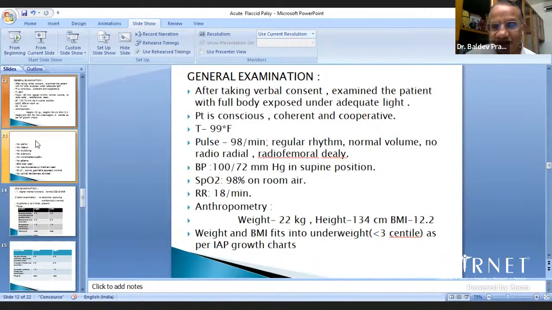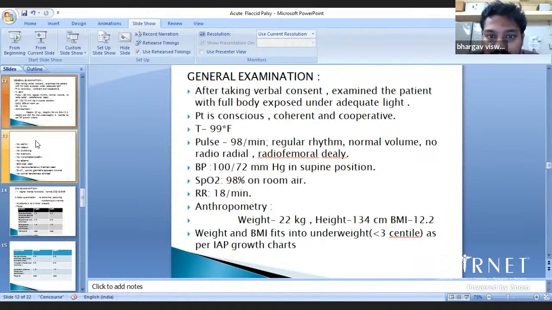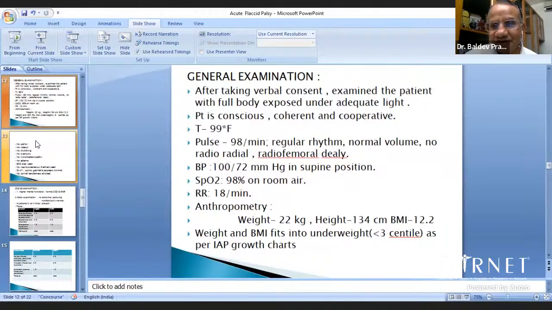Growth chart has to be there. Sir, I have mentioned. Mentioning is not sufficient, Bhargav. Growth chart should be there and plotted in any patient, any system.